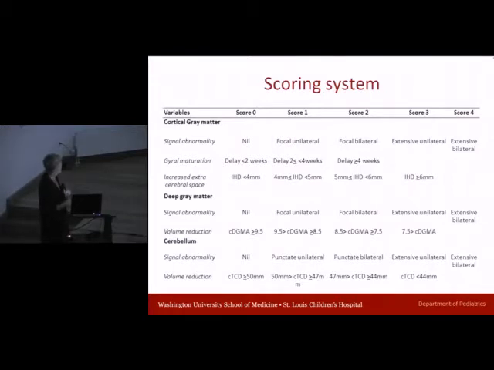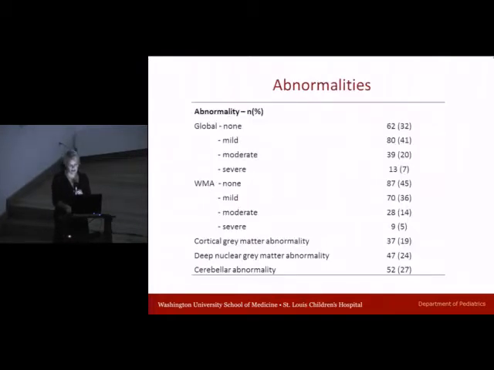We also look at the deep grey matter, an area I think we've ignored to a certain extent. We look at volume reduction. And the same for the cerebellum. We don't just look at hemorrhage, but we look at how well a cerebellum's grown. So what do those things give us when we look at our children and outcomes?